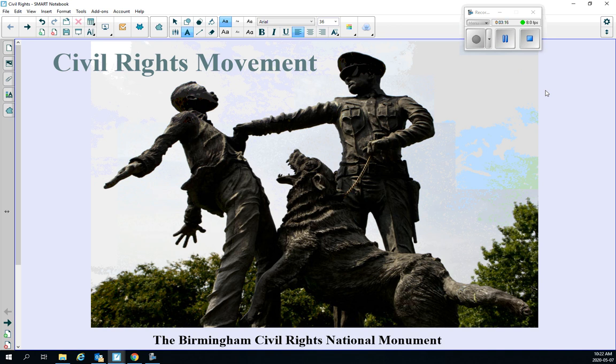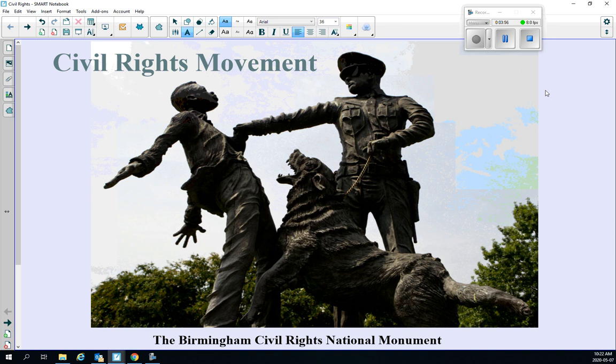On your screen, you should see the Birmingham Civil Rights National Monument, a statue depicting a police officer with a German Shepherd on a leash, a chain, holding back a young black man. That scene would have been very typical in a lot of the American South in the 50s and 60s. German shepherds were used, water cannons were used to keep the movement at bay, to try and halt the civil rights movement in its tracks. Of course, it didn't work, but scenes like this would have been very typical back then.